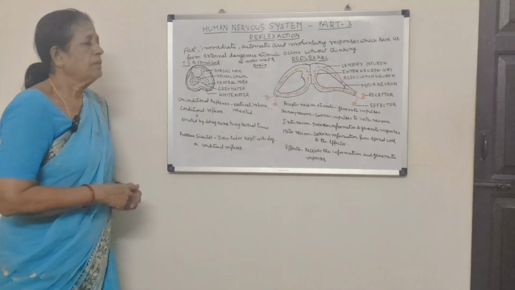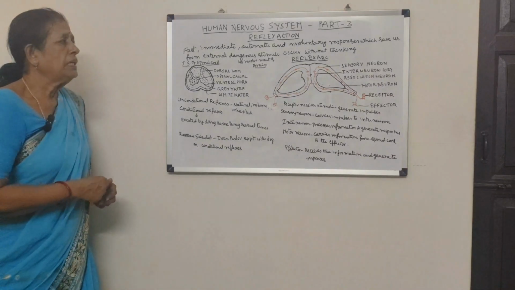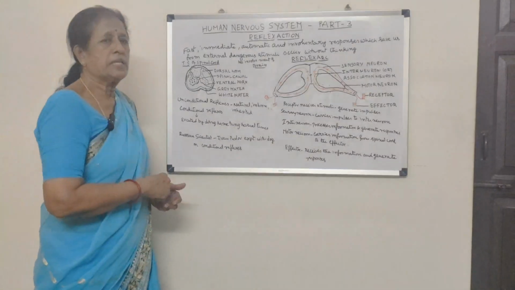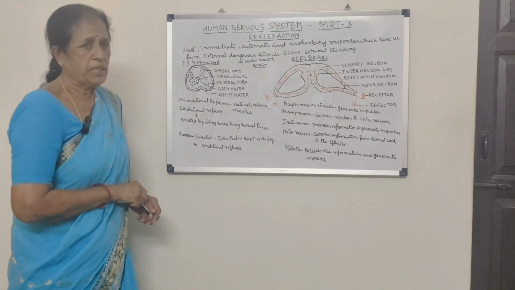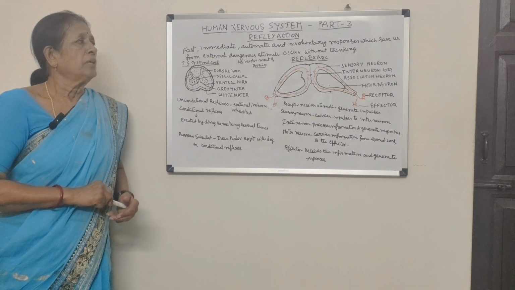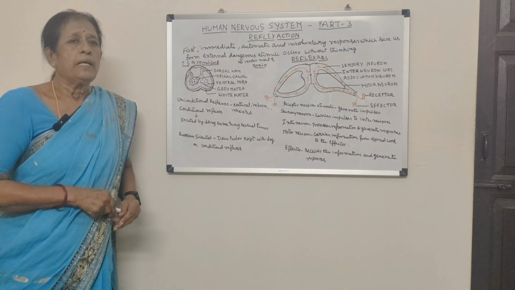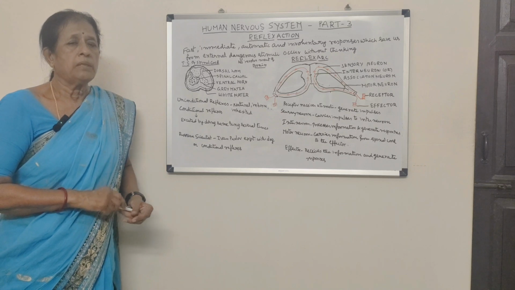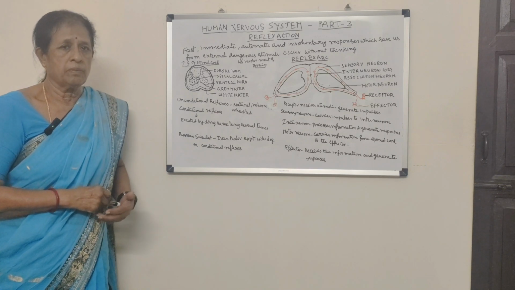So this is about reflex actions, which protect us from various dangerous external stimuli. I hope you have understood, and if you have any doubt, please let me know. In the next class, we will see about the peripheral nervous system and the autonomic nervous system. Okay, thank you.